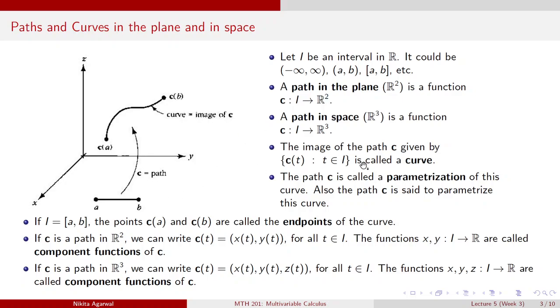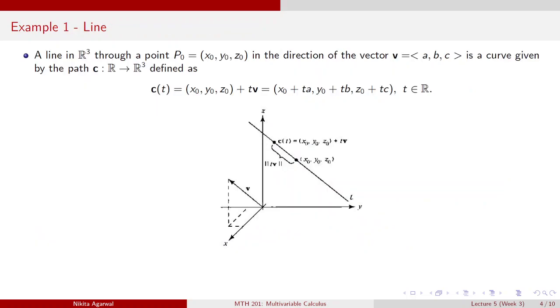Image of the path is called a curve. The path C is called parameterization. The image of the endpoints of the interval are called endpoints of the curve. And then we define component functions of a path. Okay, let us look at a few examples.